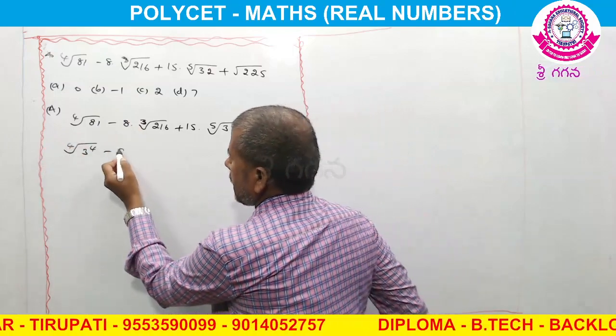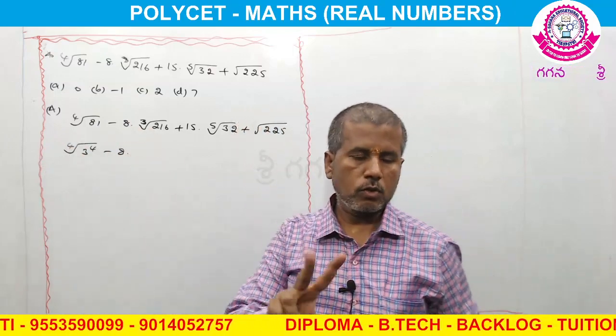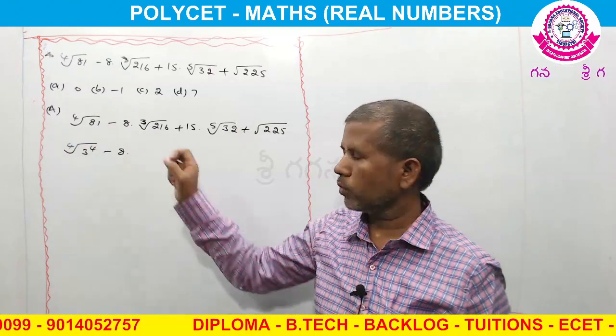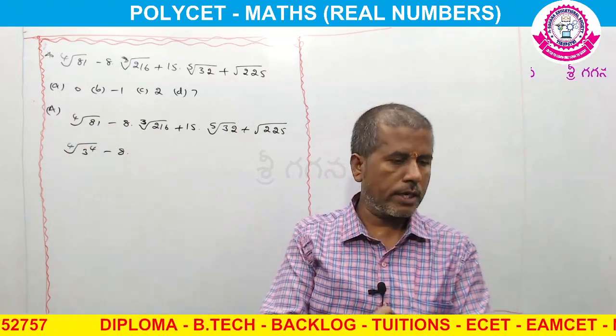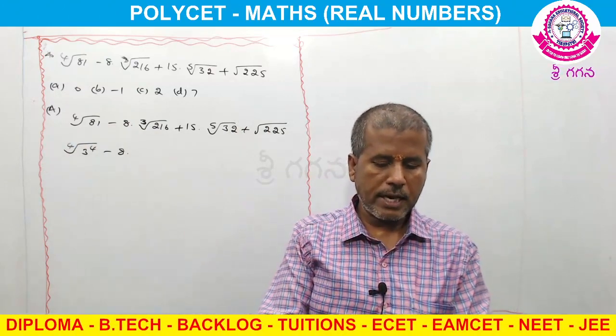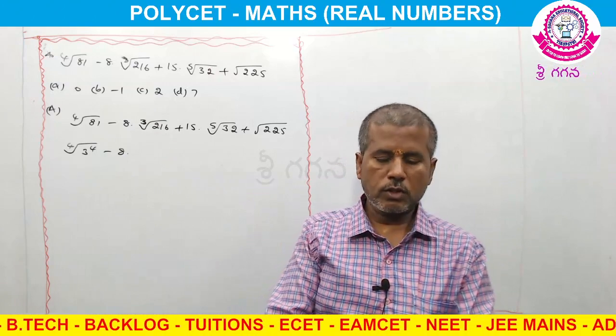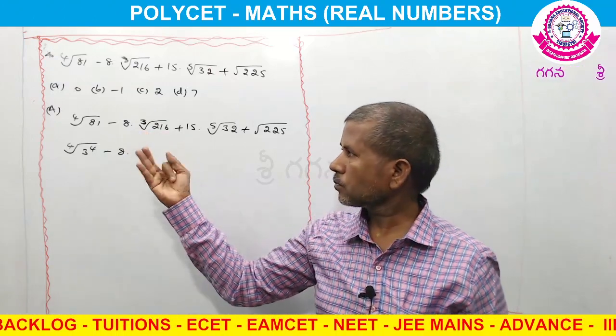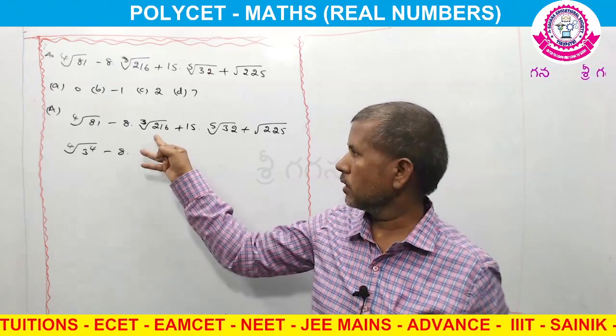After that, 8 into the cube root: the same 3 numbers multiplied give 216. 2 twos are 4, 4 twos are 8, not here. 3 threes are 9, 9 threes are 27, 27 threes are 81, not here. 3 threes are 9, 9 threes are 27, not here.